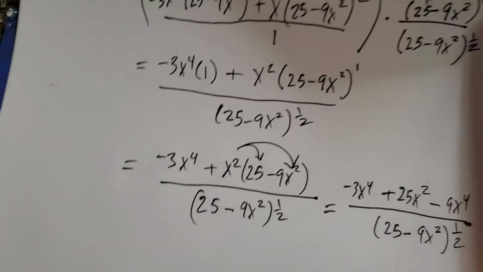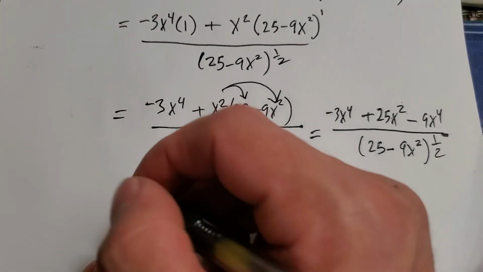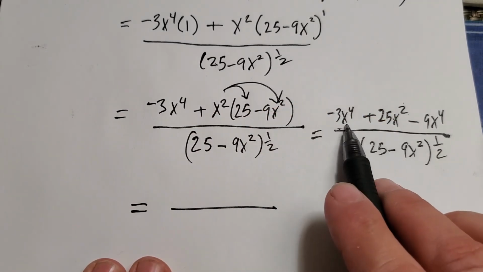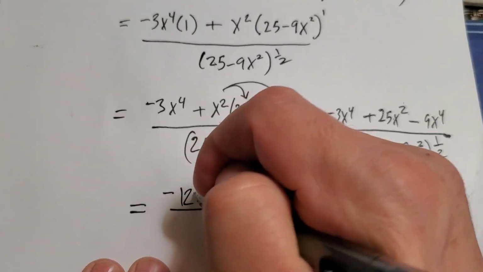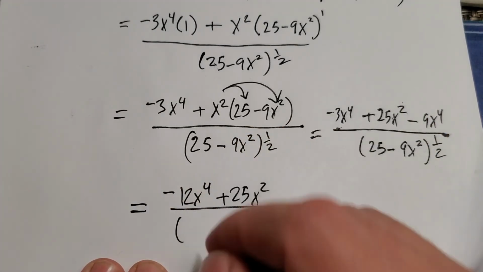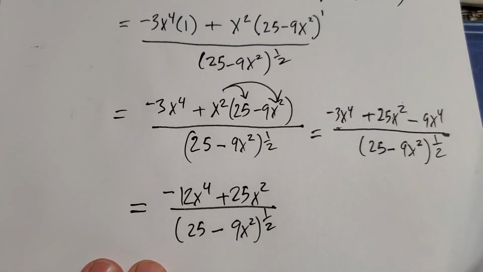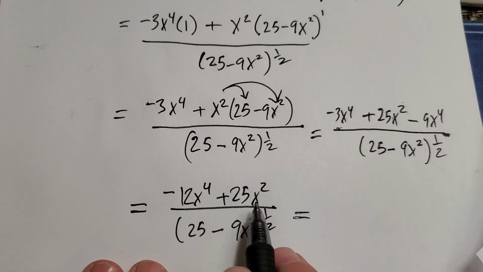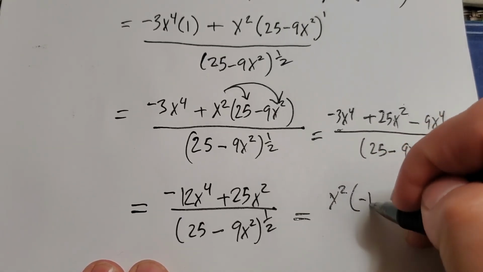We're almost done. Now we just combine like terms, and that should do it. Negative 3x to the 4th minus 9x to the 4th is just minus 12x to the 4th, plus 25x squared, over 25 minus 9x squared to the 1/2. This is good right here. This will get you full credit. If I wanted to, I could technically factor out an x squared term, but you don't have to.